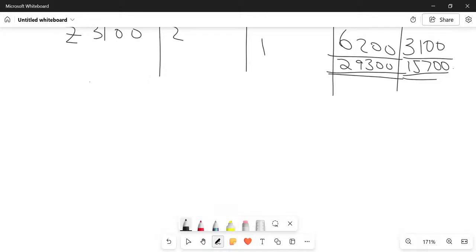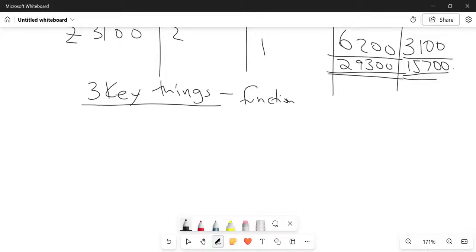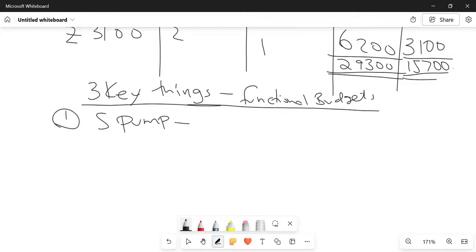There are 3 key things that you must always remember under functionality, what we call functional budgets. So we have here the acronym SPAM, and then you pay.